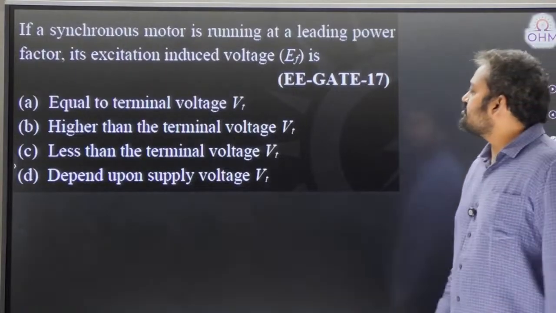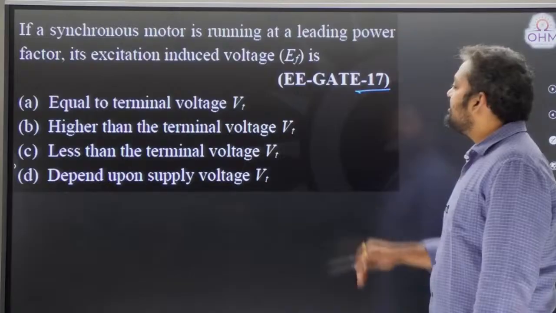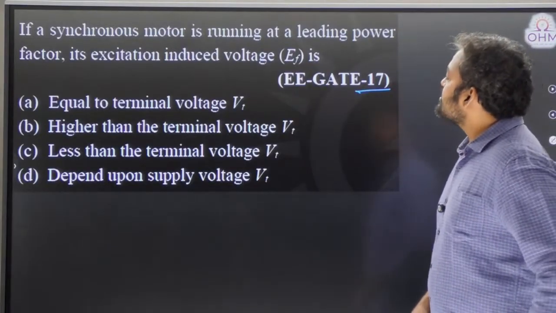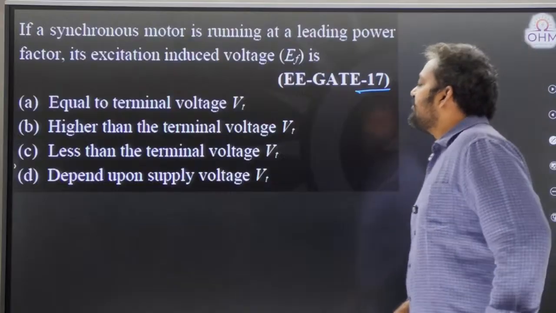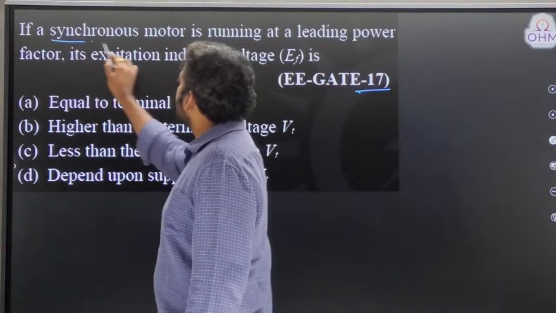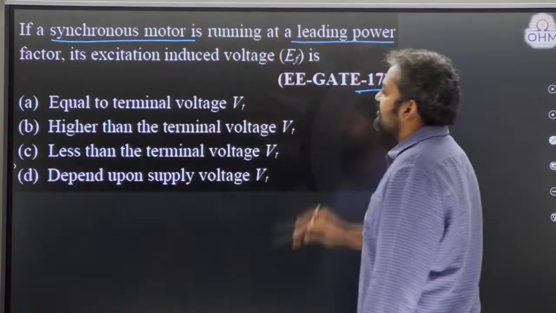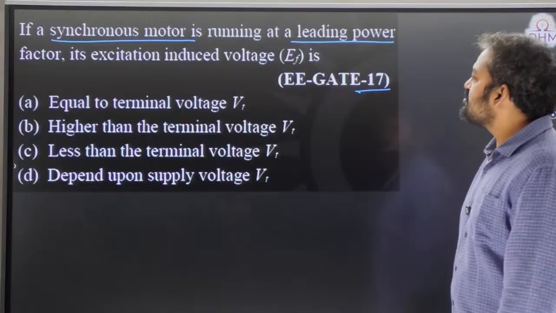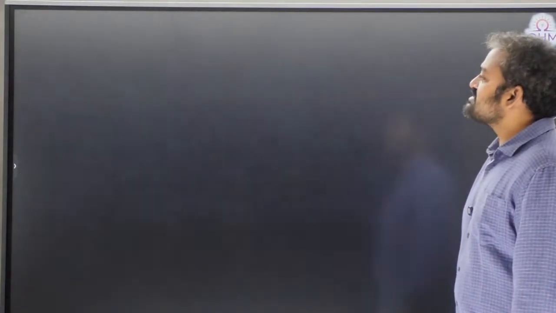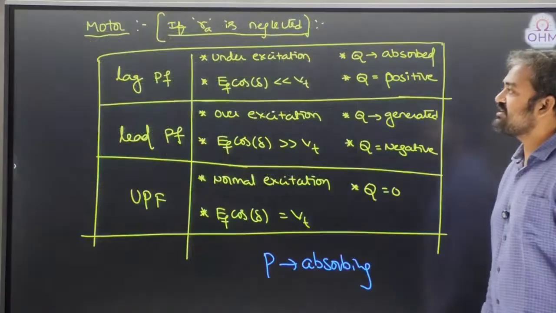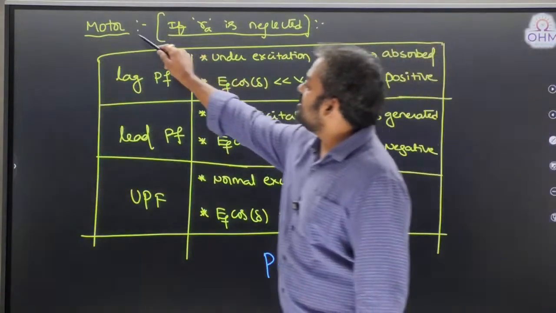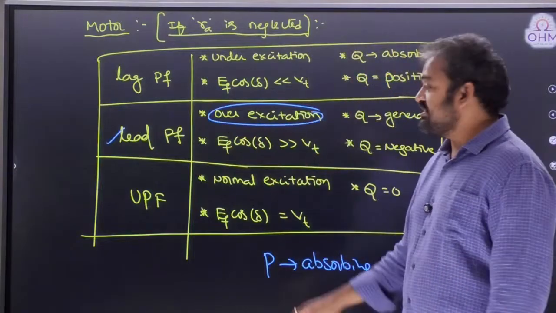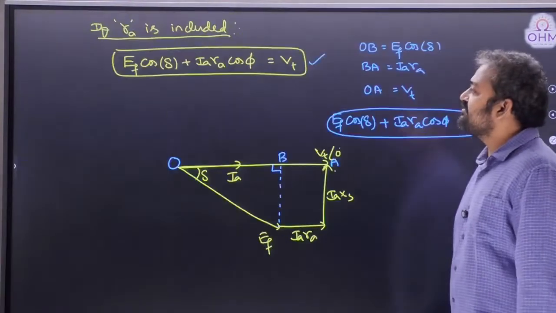Now, let's see one more question. This is a question from the GATE 2017 question paper. Read the problem. 1 mark question, easy. If a synchronous motor is running at a leading power factor, its excitation EMF Ef will be. Okay. See, synchronous motor, leading power factor. What is the excitation, guys? Is it not over excitation? I told you. A motor at leading power factor, it is over excitation. Over excitation means what? Ef cos delta is greater than Vt.